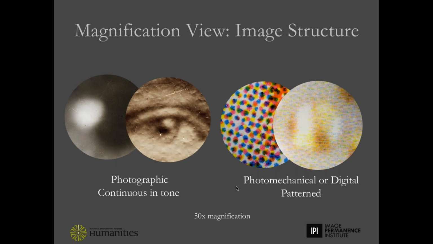As a reminder, most photographic images are continuous in tone. Photomechanical and digital prints have a pattern to them. The first thing to look for is whether or not the image has a distinctive pattern of dots, squares, squiggles, or something else, or if the image has smooth and continuous transitions between highlights, midtones, and shadows.